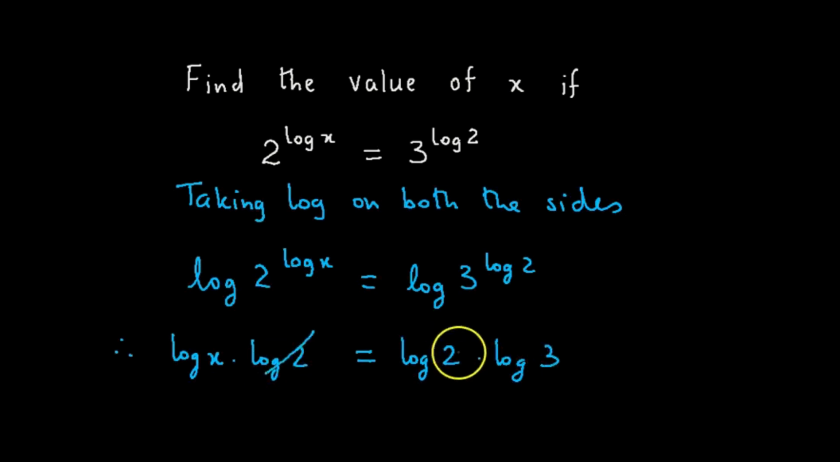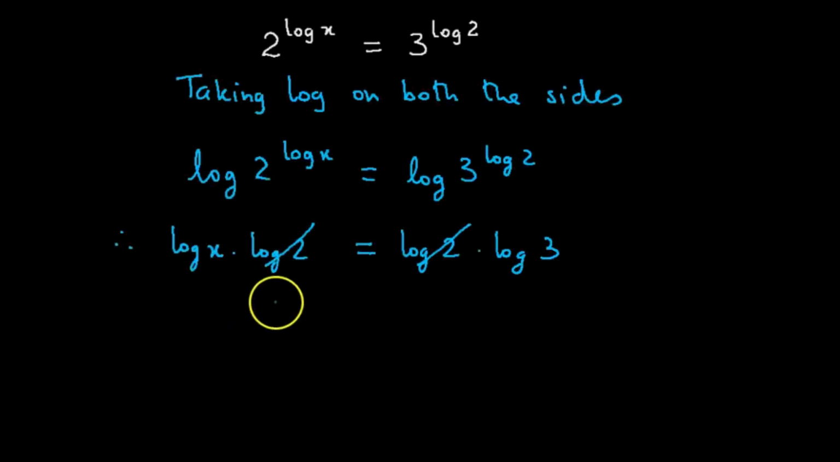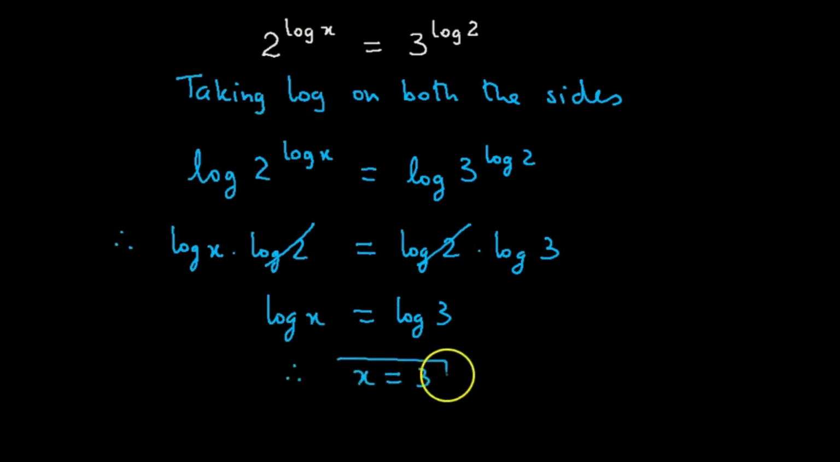अब दोनों तरफ हम log 2 कैंसिल आउट कर सकते हैं. सो रह जाता है log x लेफ्ट हैंड साइड में, और यहाँ पर log 3. Now if log a is equal to log b, assuming कि दोनों बेस सेम है, so therefore हम कह सकते हैं x is equal to 3. राइट, तो अगर log a equal to log b है, so a is equal to b होता है, and therefore x is equal to 3.